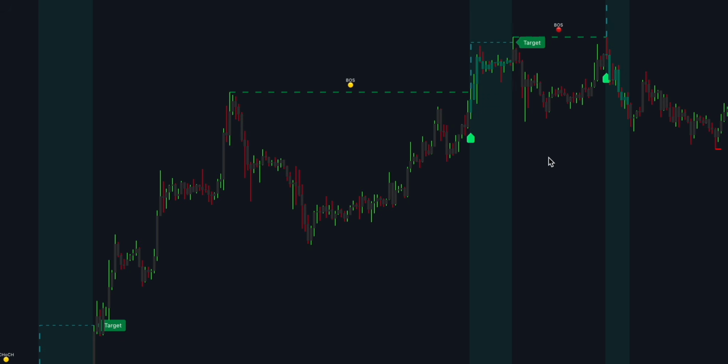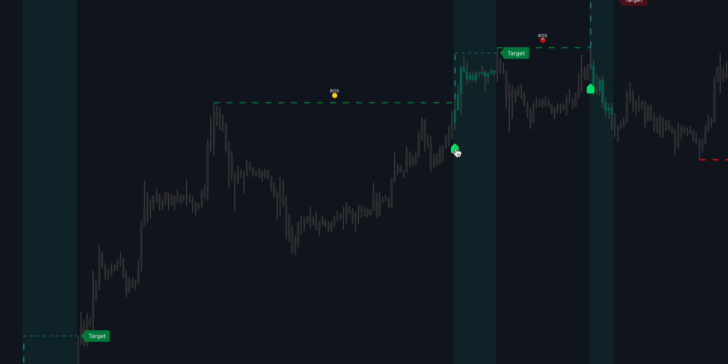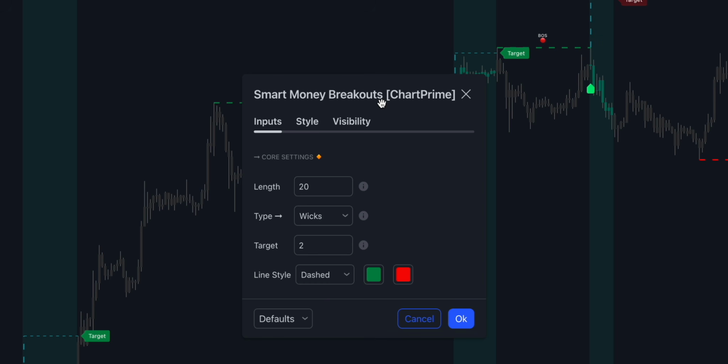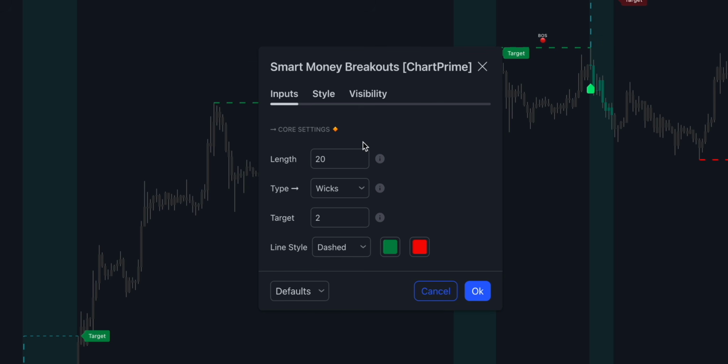In the indicator settings, you can customize these parameters to make the indicator more or less sensitive to price movements. For example, you can change the swing length. This number affects signal accuracy. You can also select the breakout type and the target multiplier.